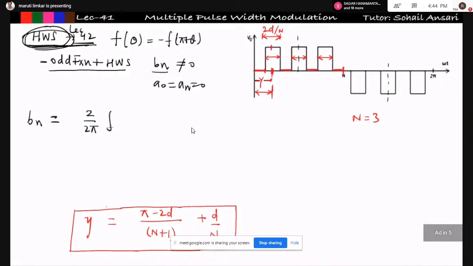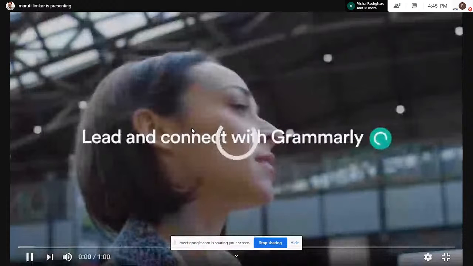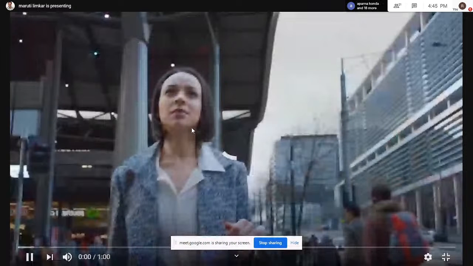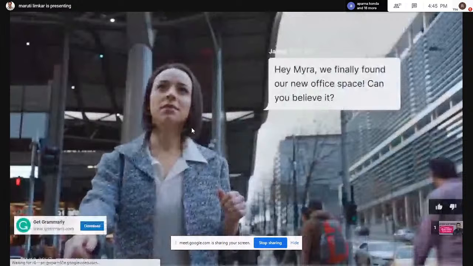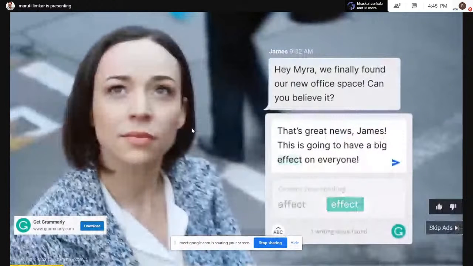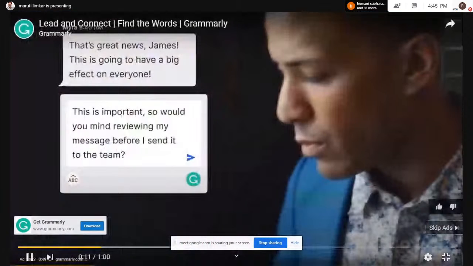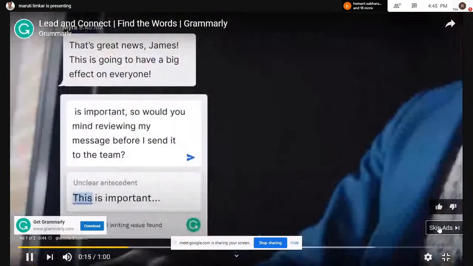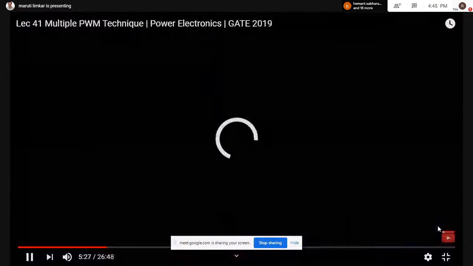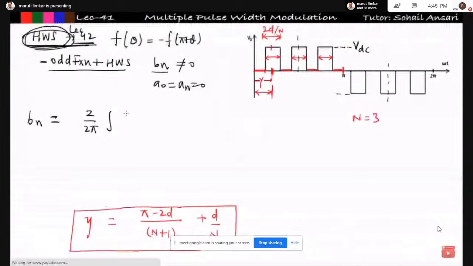It is having some limit. I don't want to explain it now. And this is having peak voltage, let us say VDC, and this is minus VDC. So this is equal to VDC into sin n omega t into d omega t, right?